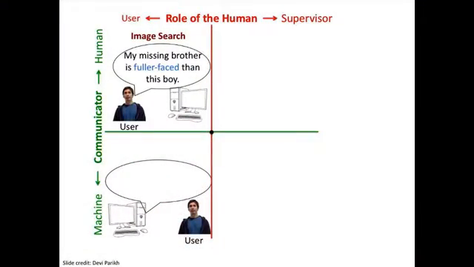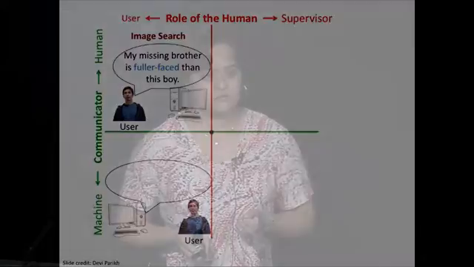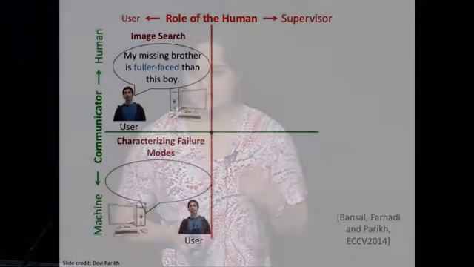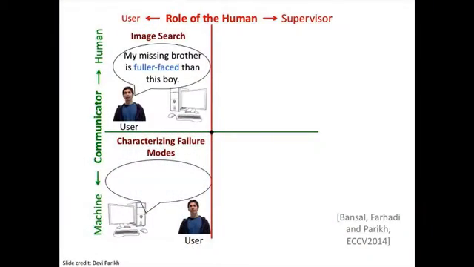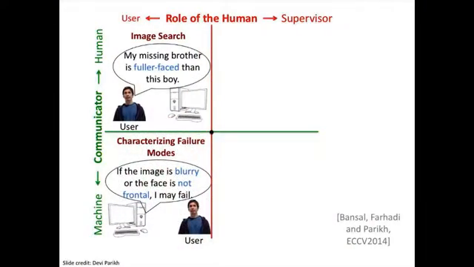And so what might the machine communicate? Well, it would be really useful if a machine can communicate to a user the scenarios in which it tends to fail, right? So if the machine can communicate a semantic characterization of its failure modes, that would be very useful to a user. For example, a face recognition system might say that if the image is blurry or if the face is not frontal, then I'm probably not going to be able to recognize the person, right?